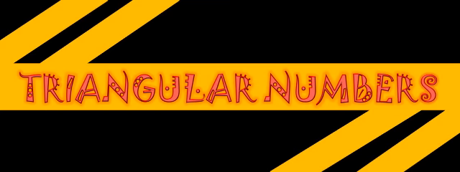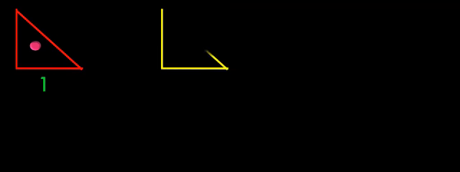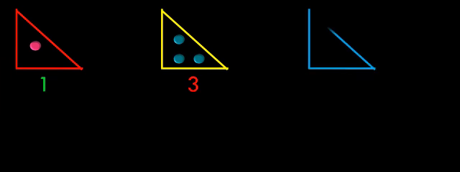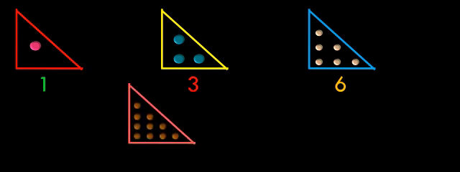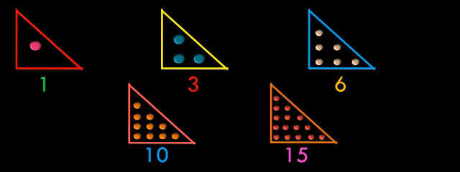Triangular numbers. Those numbers whose dot patterns can be arranged in the form of triangles are known as triangular numbers.